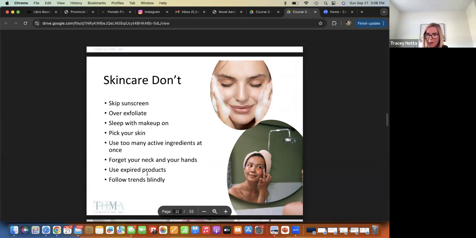You don't want to sleep with your makeup on because, like I mentioned before, sleeping is when your skin does most of its repairing and most of its work. And that's when your skincare truly makes a big difference, is at night.